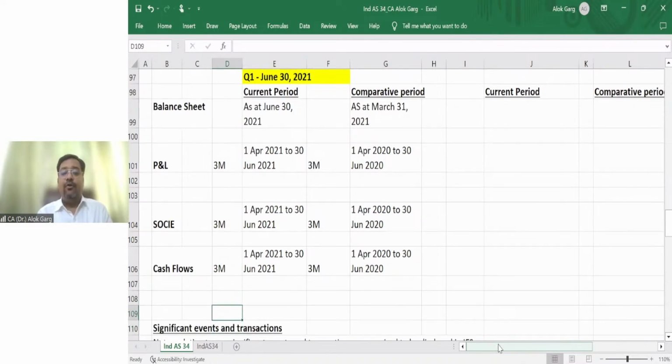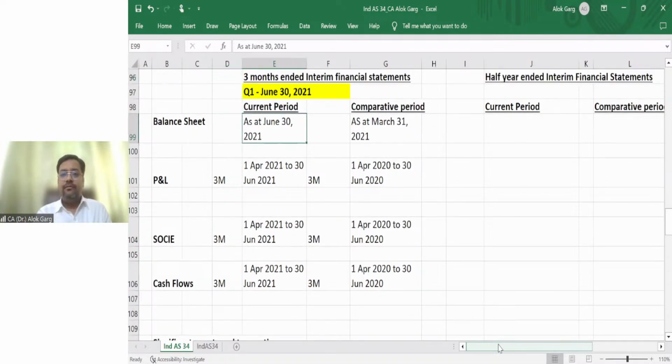So why have you not talked about the notes to accounts? I'll talk about that separately, right? Is that clear? Yes or no? Friends, yes or no?